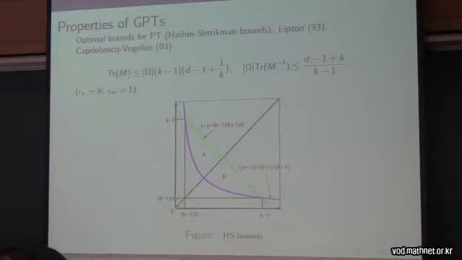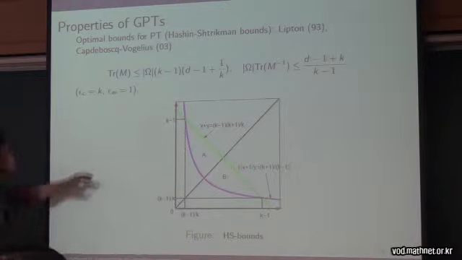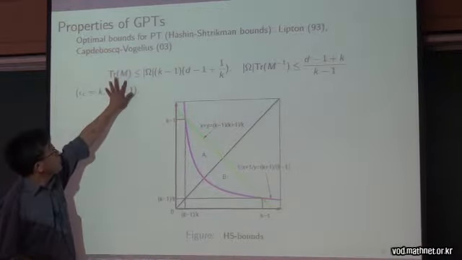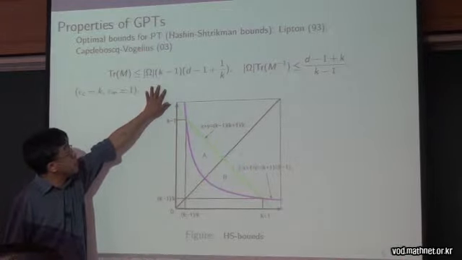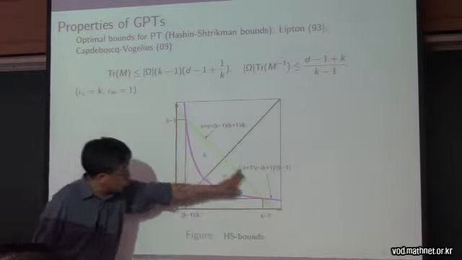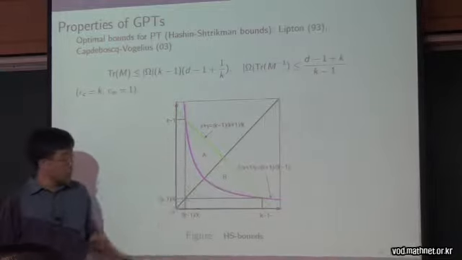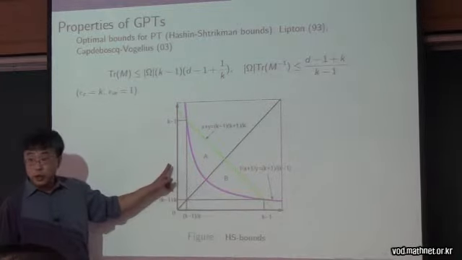Okay, so optimal bounds of the polarization tensor. This was called the Hashin-Shtrikman bounds, first found by Lipton, and then later they didn't know that Lipton had already proved it, and they derived this formula. So this is a matrix, and the trace of the matrix is less than this number, and this number is lower than this trace. This is one eigenvalue, and this is another eigenvalue.